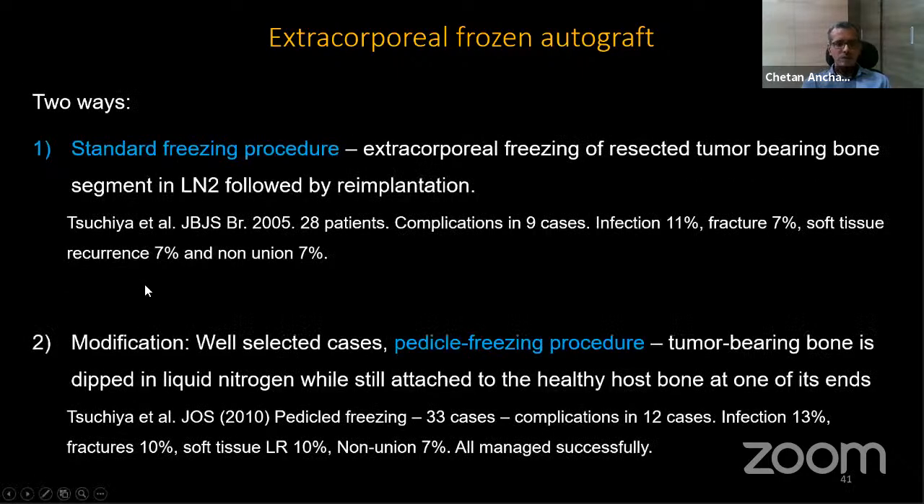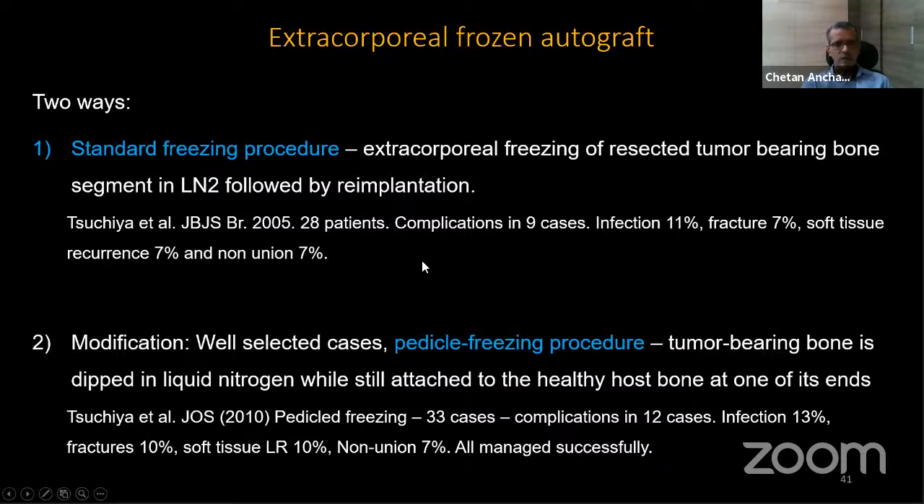We can do this procedure in two ways. One is a standard freezing procedure where extracorporeal freezing of the resected tumor-bearing bone segment is done in liquid nitrogen, followed by reimplantation, in which Tsuchiya et al. have reported on 28 patients in 2005. There are complications in 9 patients, infection in 11%, fracture in 7%, soft tissue recurrence in 7%, non-union in 7% of cases.